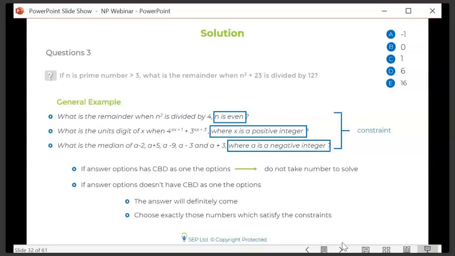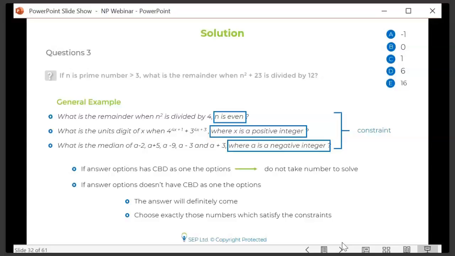I'll get my answer. In the second question, it is x is a positive integer. So all I need to do is choose a positive integer, put it in the expression and get my answer. In the third case, it is a negative number. So I'll just take a negative number, substitute it in the values and find my answer.